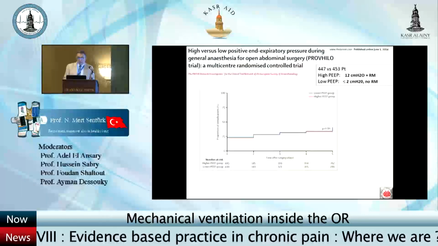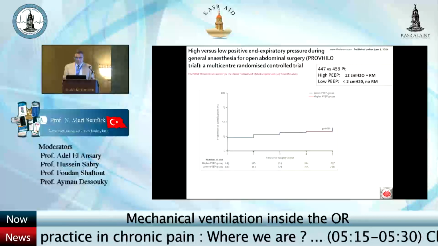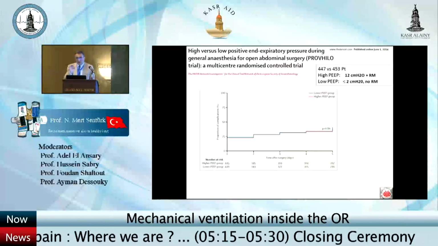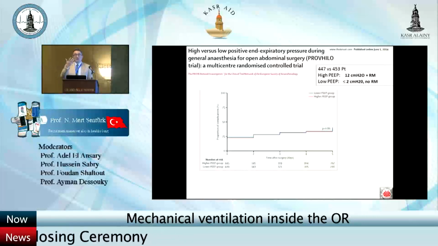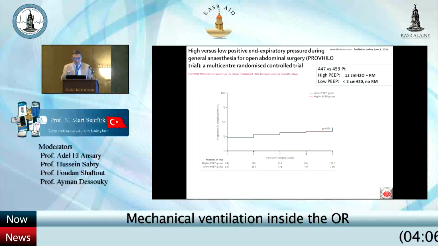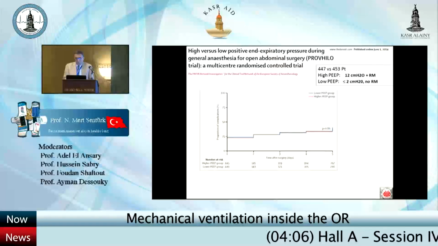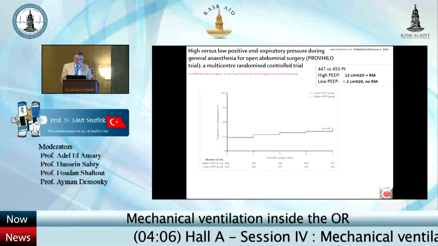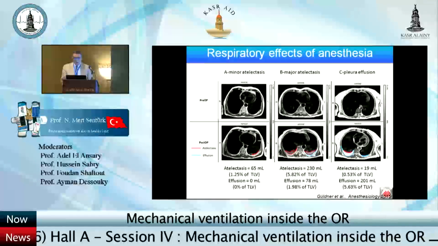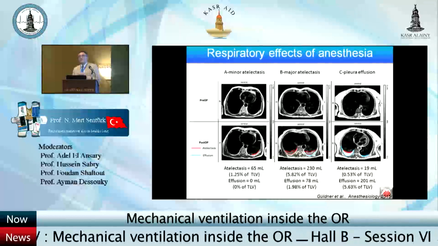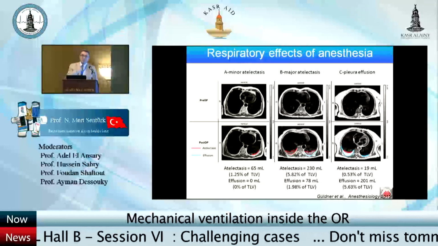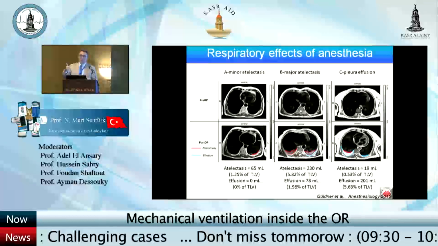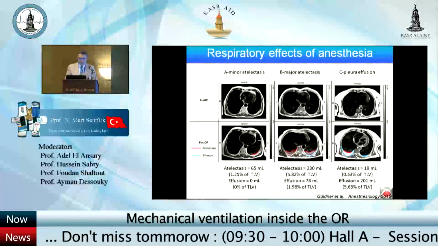But back to the PROVHILO study, it can be the case that if you do not tailor the recruitment maneuver, so if you apply it in every patient, also in patients in whom the maneuver is probably contraindicated, the recruitment maneuver doesn't work. And therefore, we do not know which component of this bundle of protective ventilation is more important. It is the tidal volume, it is the PEEP, or it is the recruitment maneuver.